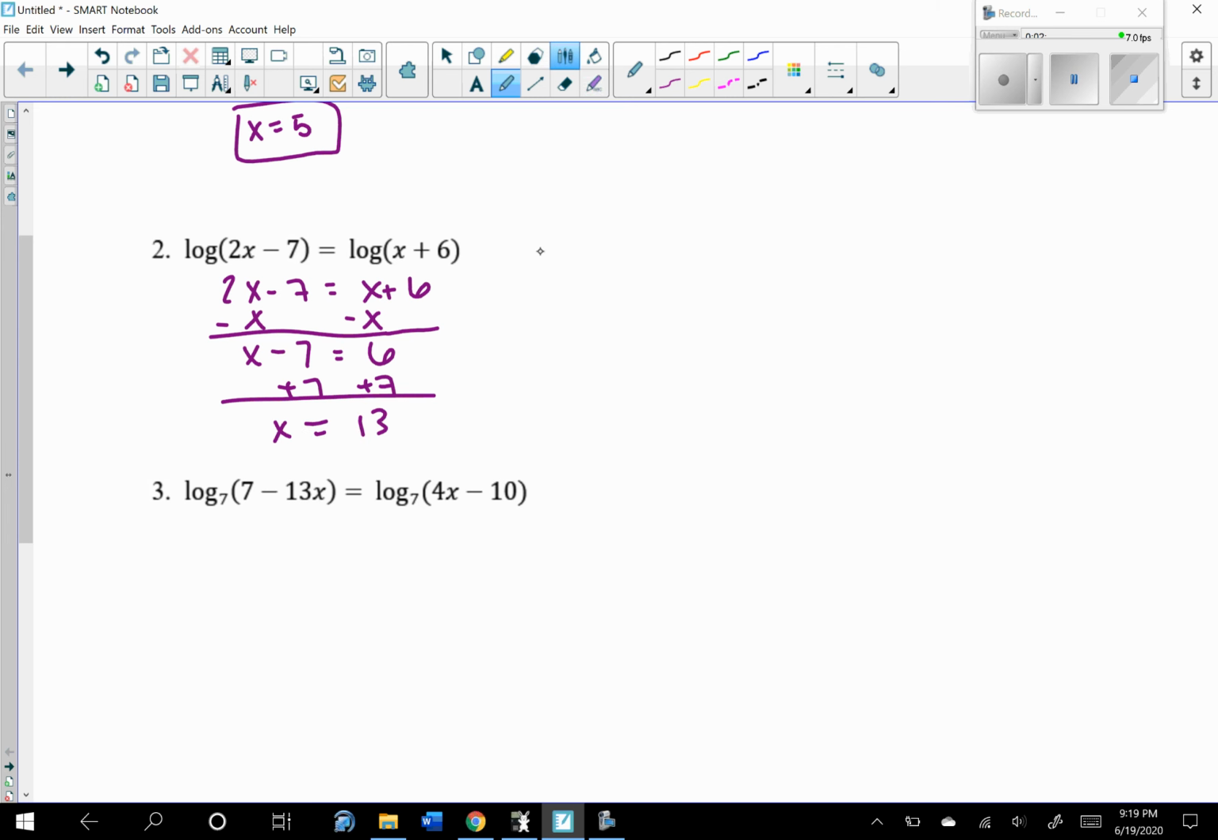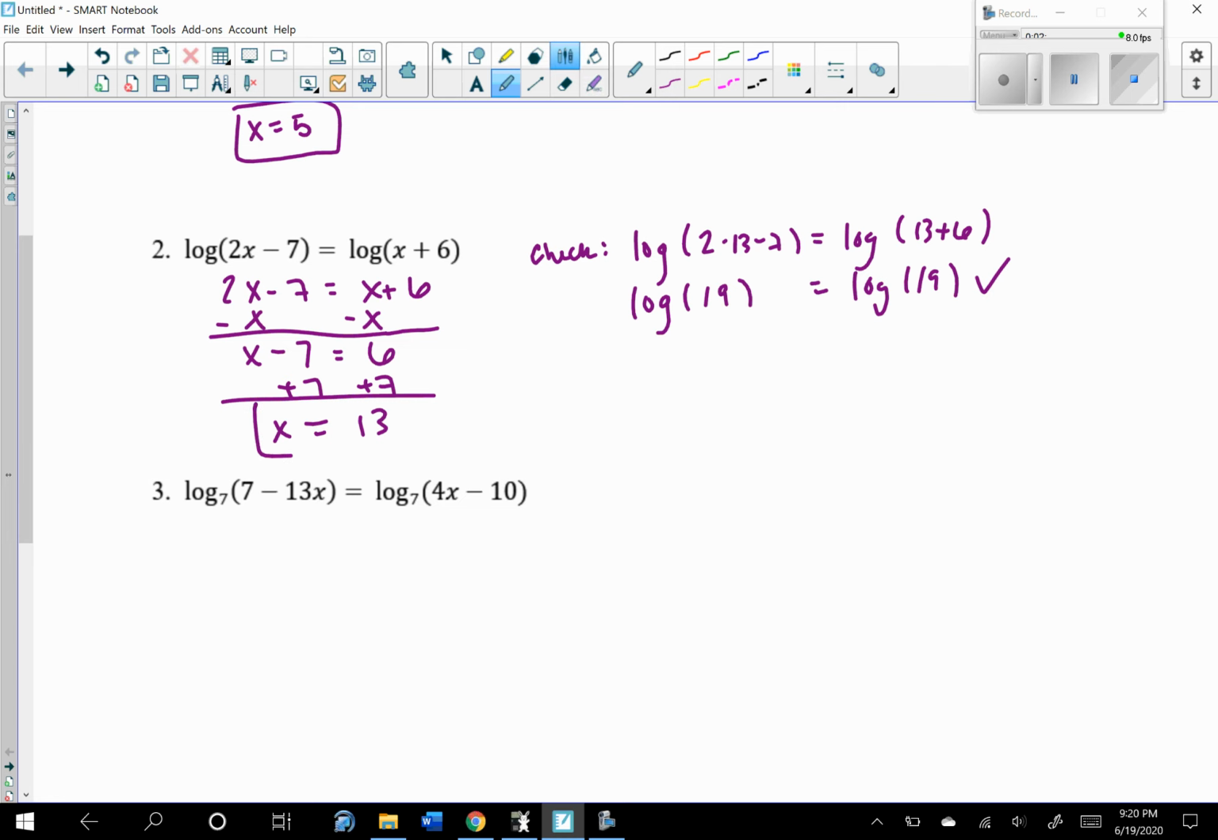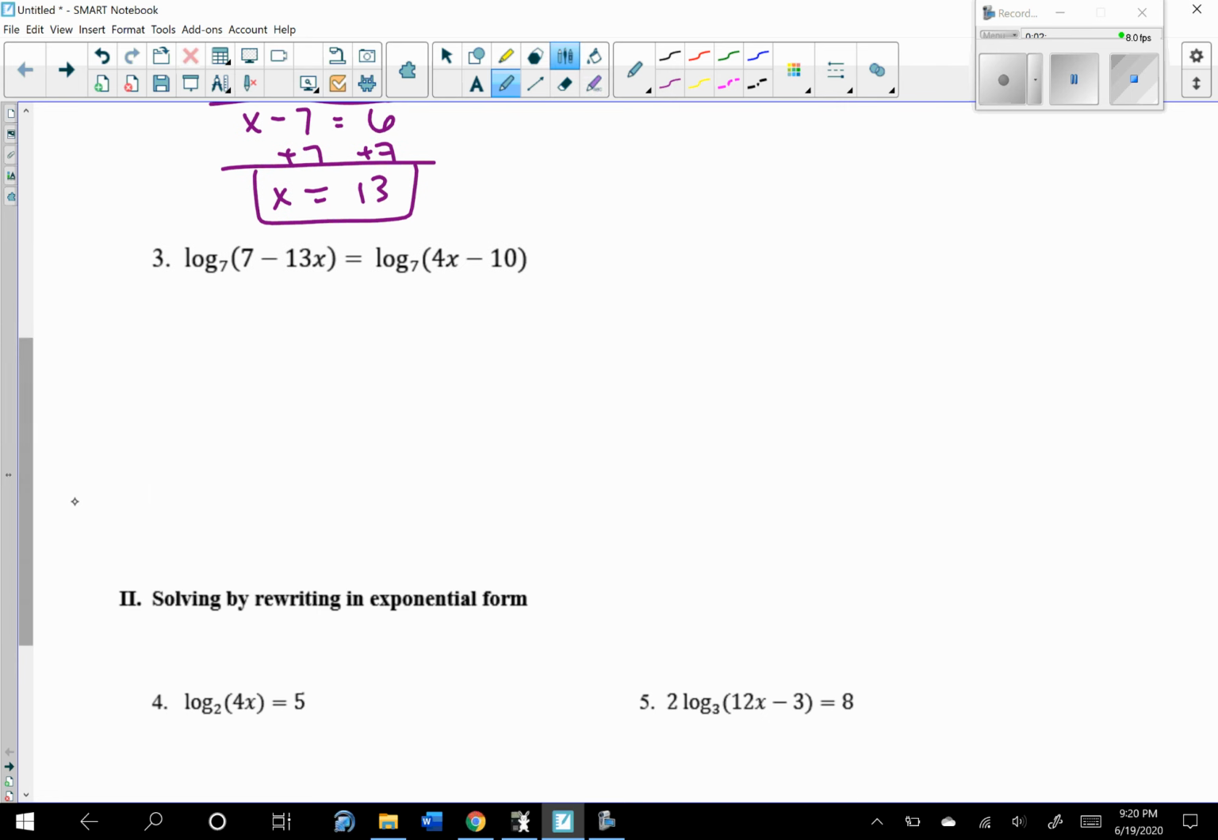And then, of course, check your work. So the log of 2 times 13 minus 7 has to be equal to the log of 13 plus 6. So 2 times 13 minus 7 is 19, and that equals the log of 13 plus 6 is also 19, so that checks out. And the last one, same thing. Log base 7 equals log base 7, so set the arguments equal to each other and solve.